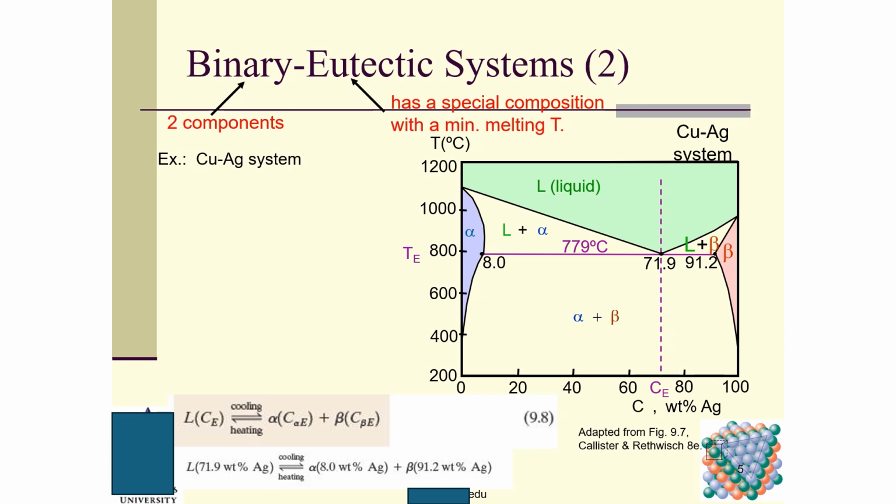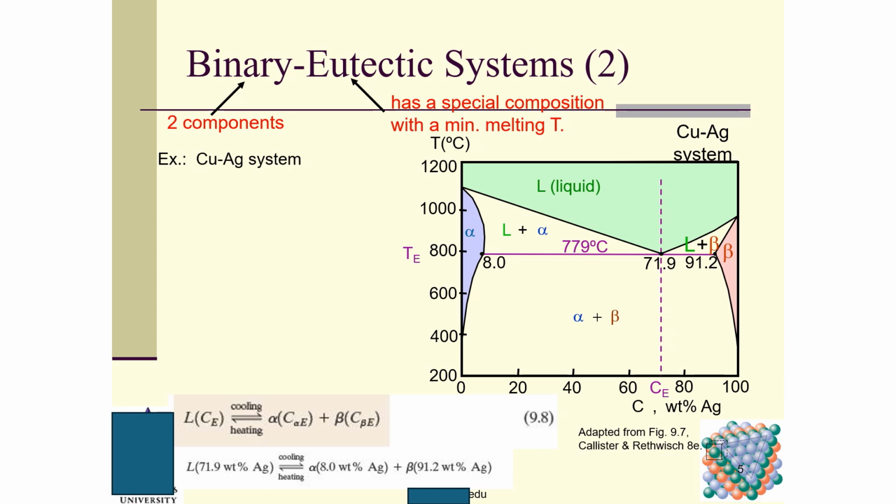At this lowest temperature, if the composition equals CE, it is eutectic, and we call this the eutectic composition. At this point, we have the lowest melting temperature. Did that make sense?